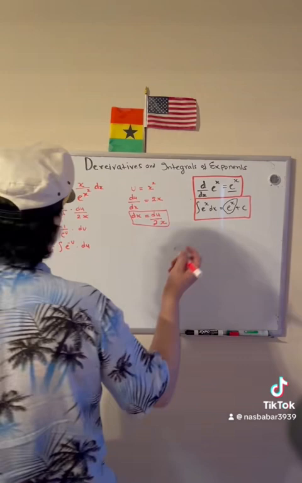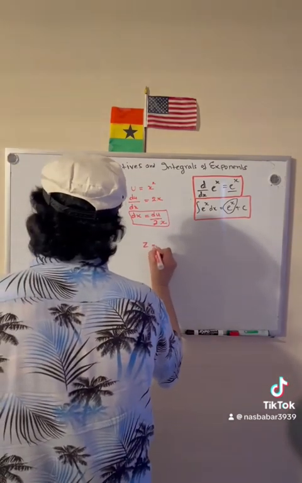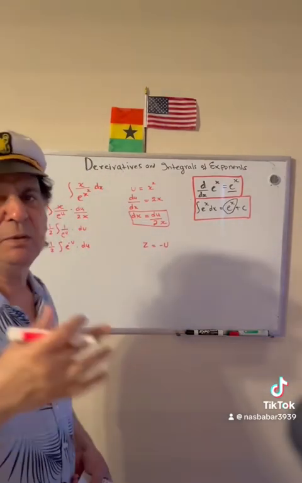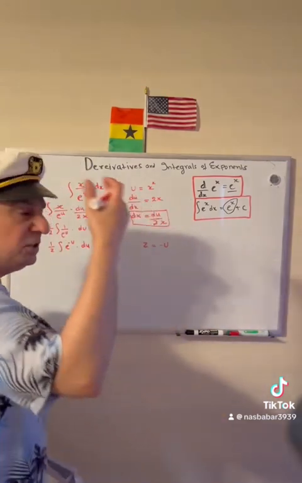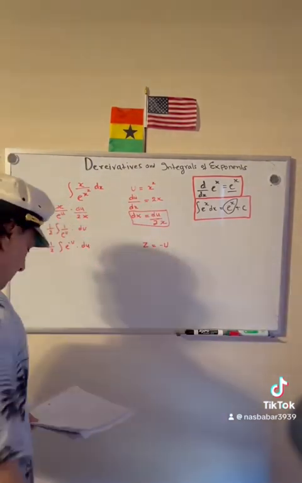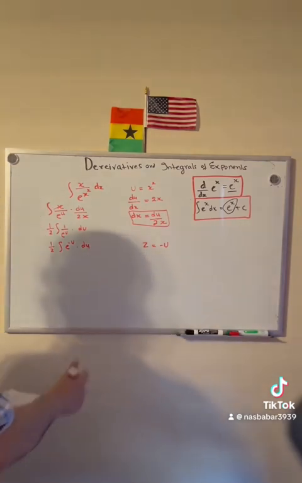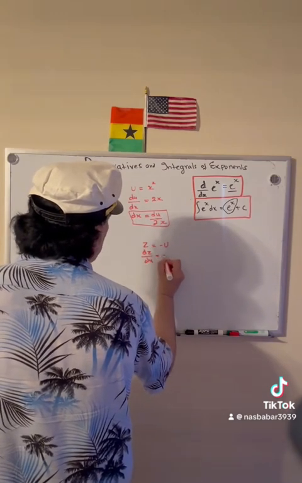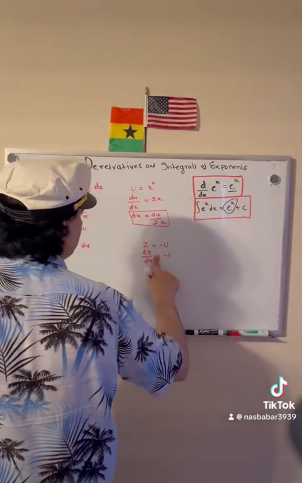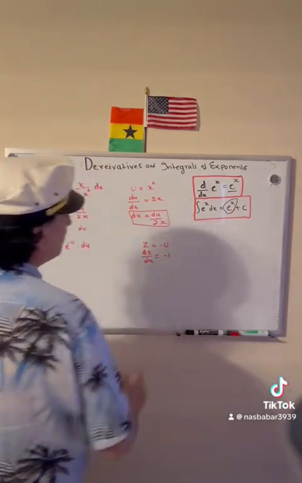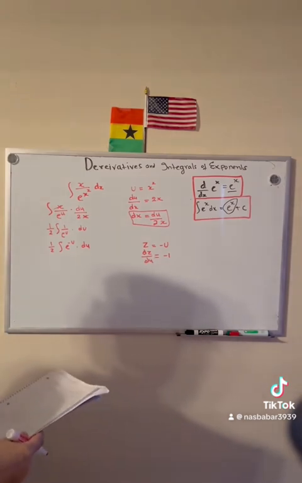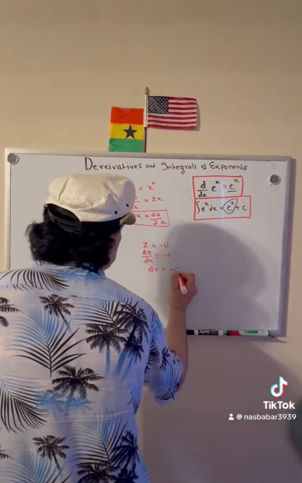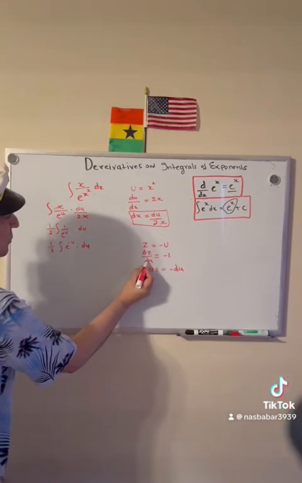So what we're going to do is say z is equal to minus u. You don't have to pick z. You can have a, b, c, d, whatever you want. I don't know, z just came to my mind. So I just said z is equal to minus u. All right. So then dz with respect to du will be -1, the derivative of minus u. Agreed? All right. And then we can say dz is equal to minus du. All I'm doing is bringing this du over here.